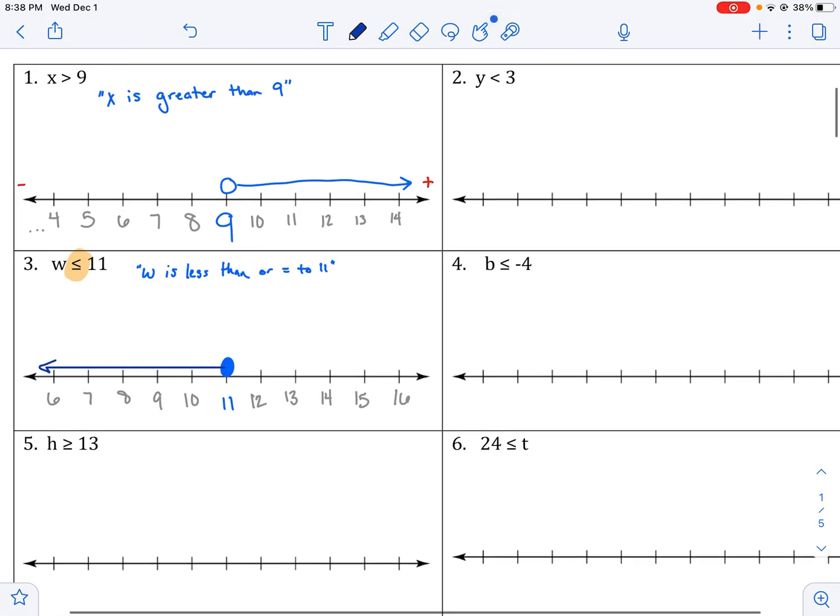I'd like you to try, let's say 2, 4, 5, and 6. Pause the video and then unpause when you're done and check your work.